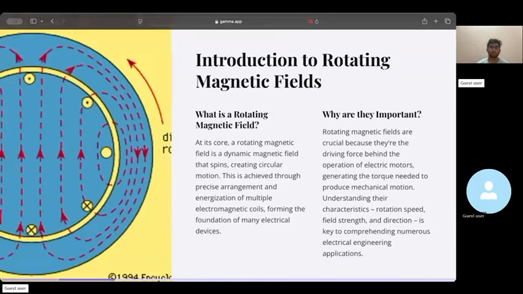Magnetic field. So what is a rotating magnetic field? A rotating magnetic field is basically the rotational movement of a magnet that causes an electric current. Why are they important? Because this science is used behind many devices like fans and generators.